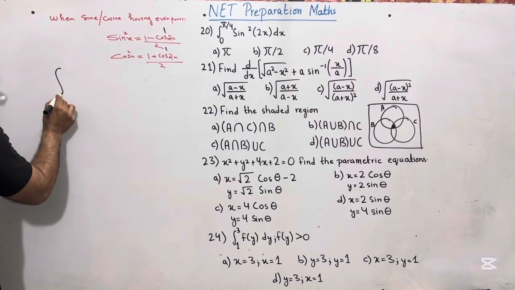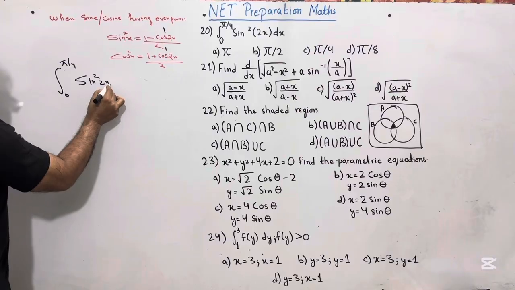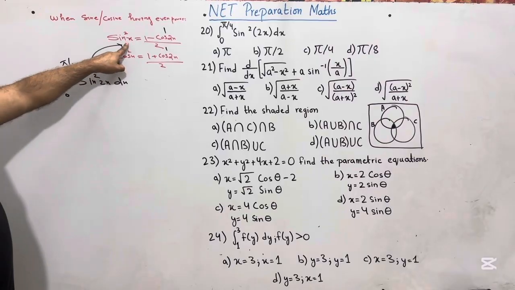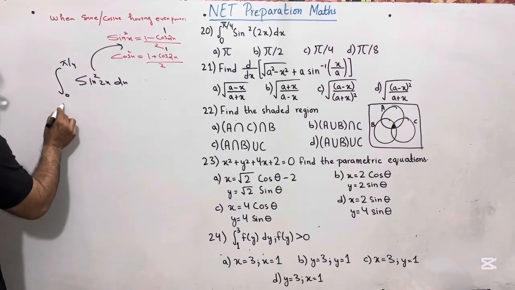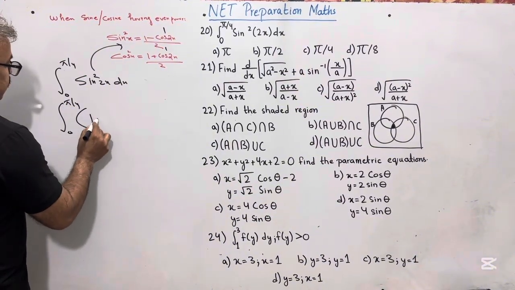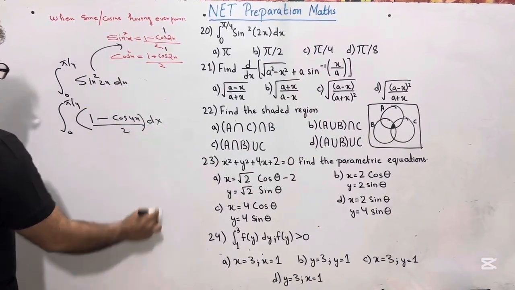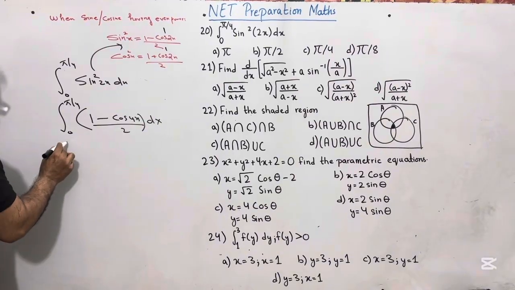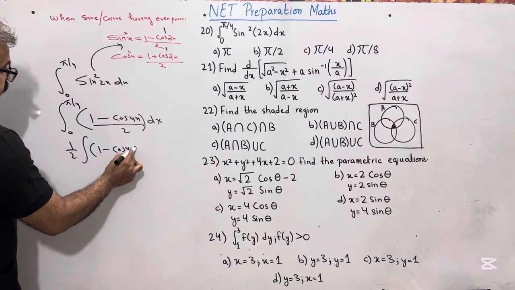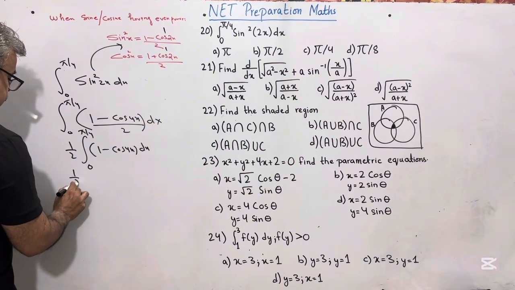We have this question. Limits are 0 to pi over 4, sine square 2x dx. Utilizing this identity, keeping in mind that there is x, and there is 2x, double the angle, the question turns to be 1 minus cos 4x over 2 dx. Writing 2 outside as 1 over 2 in the denominator, 1 minus cos 4x times dx, on the limits of 0 to pi over 4, 1 over 2.